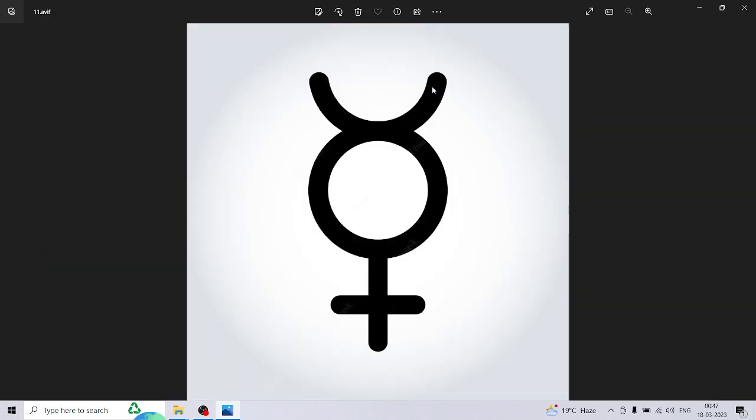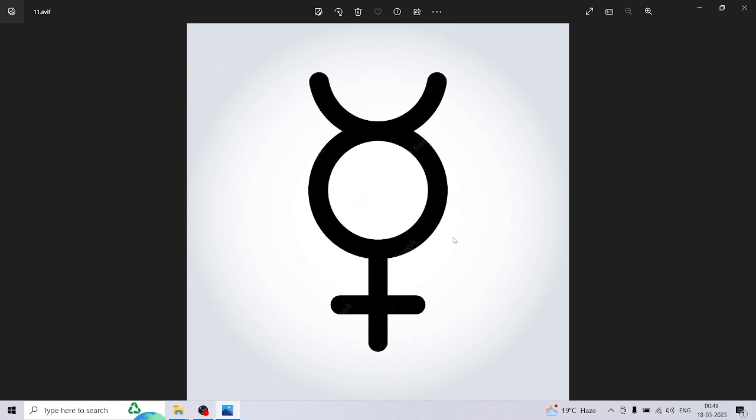So the symbol of Mercury is going to be this one. It is something kind of like the symbol of Venus, or Mars, but you have to remember this. It is a circular ring with a cross at the end, and there is a tilted line on the top of it. Just remember this symbol, guys. This is the symbol of Mercury.